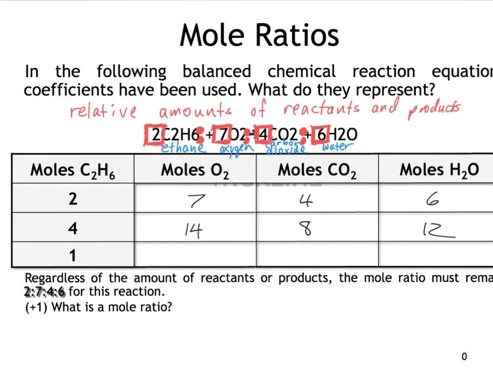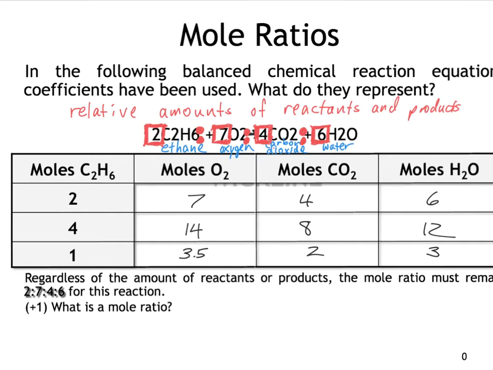But here's a challenging one. If I were going to change the coefficient of ethane down to 1 mole of ethane, I would be changing the ratio from 2, 7, 4, 6 to a smaller ratio, an equal ratio, but with smaller whole number coefficients. And I would be halving each one of them. So instead of 2, 7, 4, 6, I would expect a 1, 3.5, 2, 3.